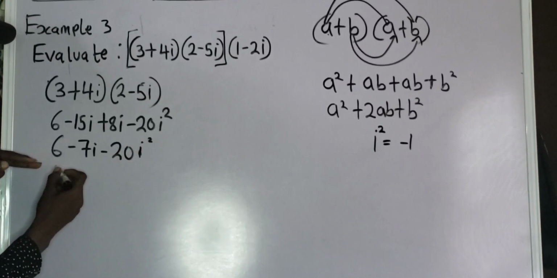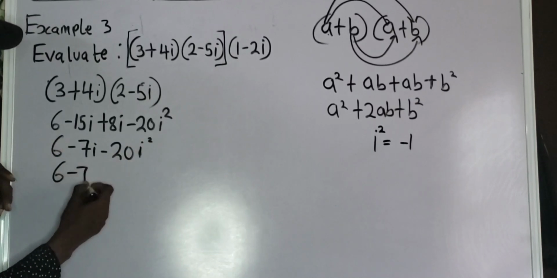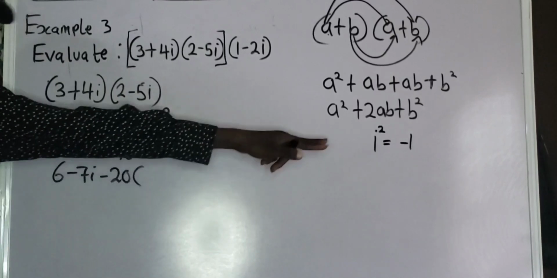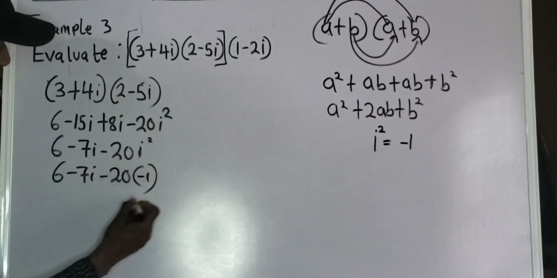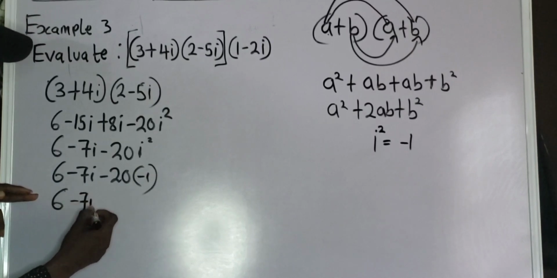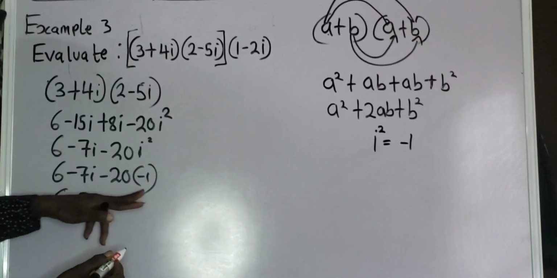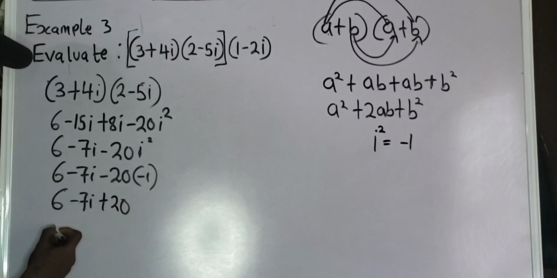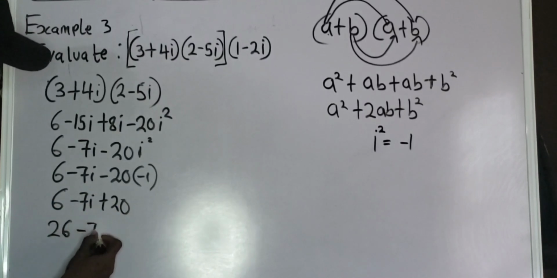Collecting like terms, we have 6 minus 7i minus 20 into bracket, i squared is minus 1. So I'm going to have minus 1 here. For this, we're going to have 6 minus 7i minus 20 multiplied by minus 1. That is plus 20. So for this, 26 minus 7i.